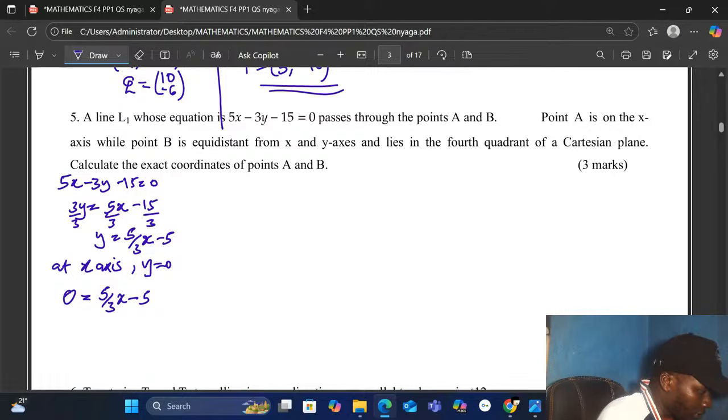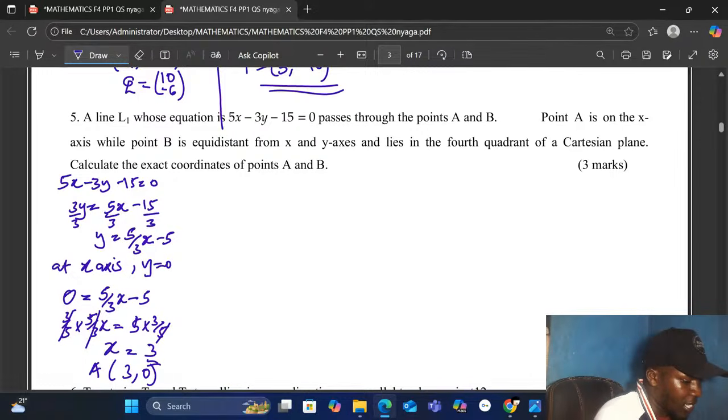So that we now have 5 over 3x is equal to 5. Multiply by 3 over 5. This one cancels, so that our x becomes, this one cancels, goes with this, so we have our x is equal to 3. So point A, the x value is 3 when y is 0. So we have point A is (3, 0).